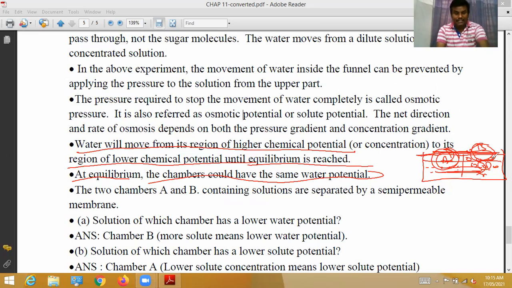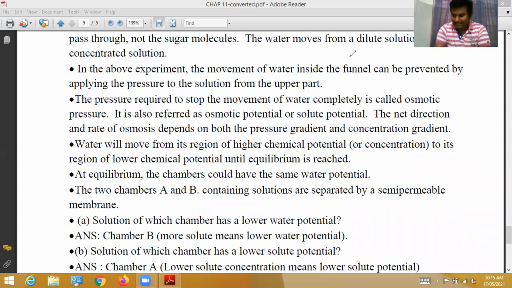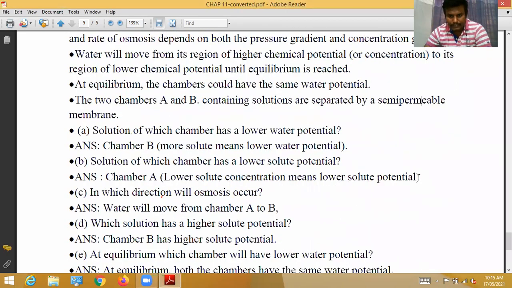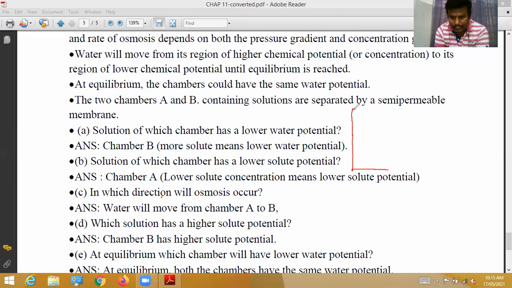Okay, that's all. On the basis of this, here are some questions we have to solve. Those questions we will see. The two chambers, A and B, containing solutions, are separated by a semi-permeable membrane. See here, this is the diagram. This is chamber A, this is chamber B.